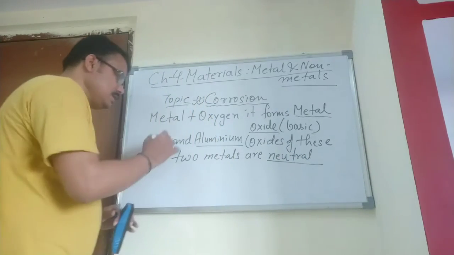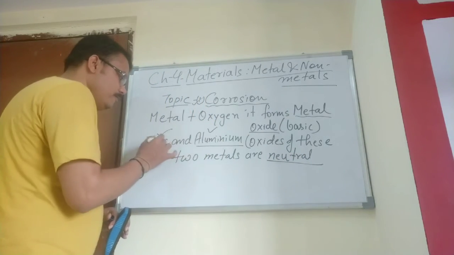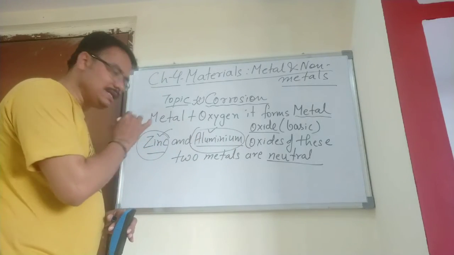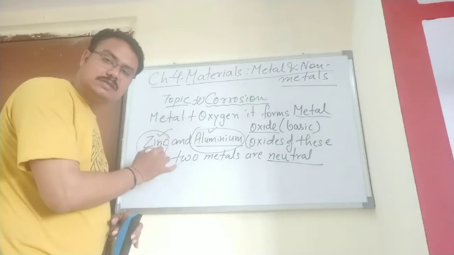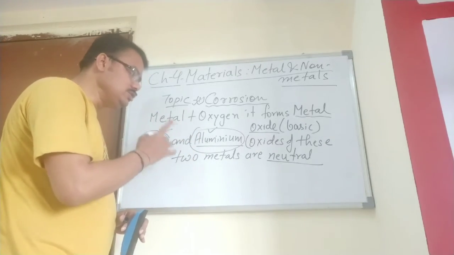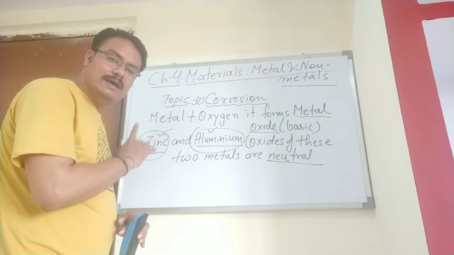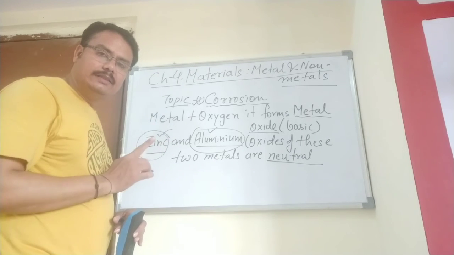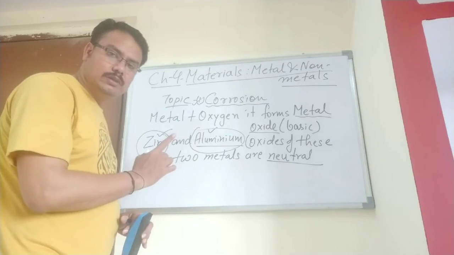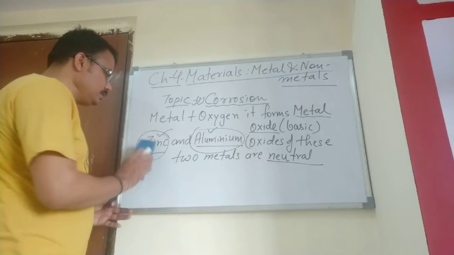Neutral means that when zinc and aluminium react with oxygen, they form metallic oxide. When zinc reacts with oxygen, it forms zinc oxide. When aluminium reacts with oxygen, it forms aluminium oxide. But these two oxides of aluminium and zinc are neither acidic nor basic in nature. They are neutral. Okay, students?